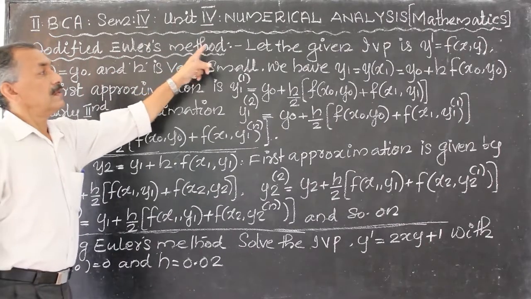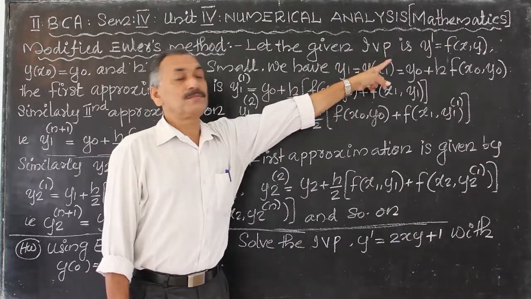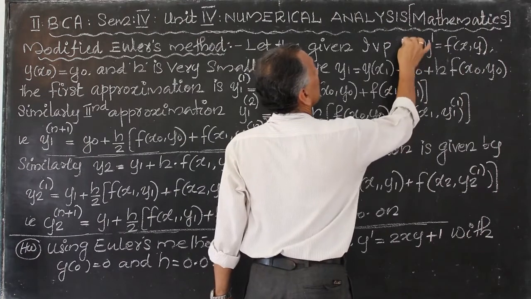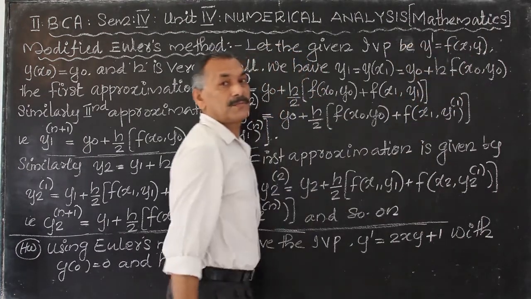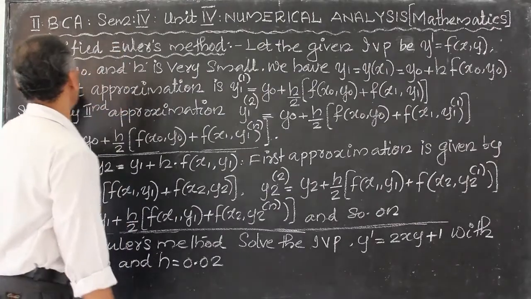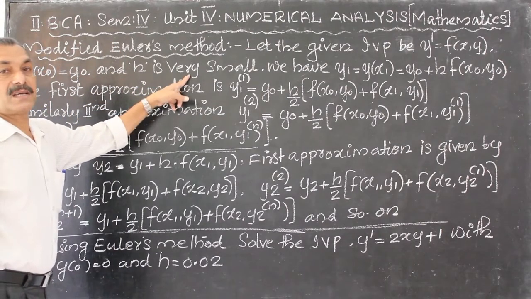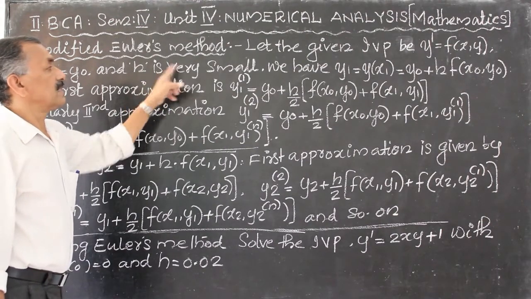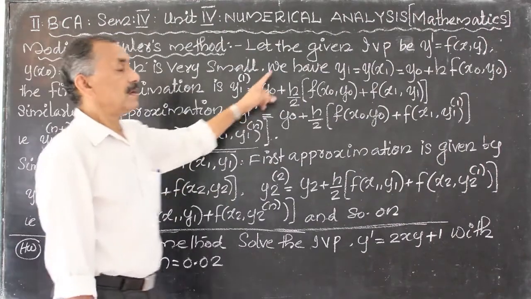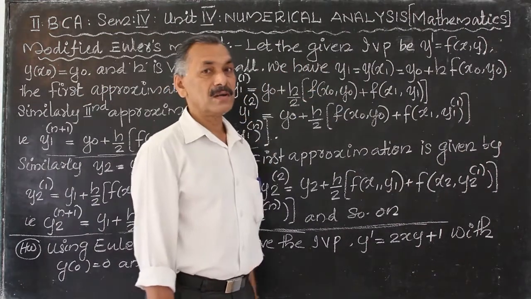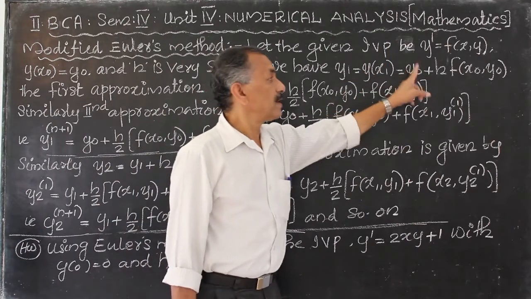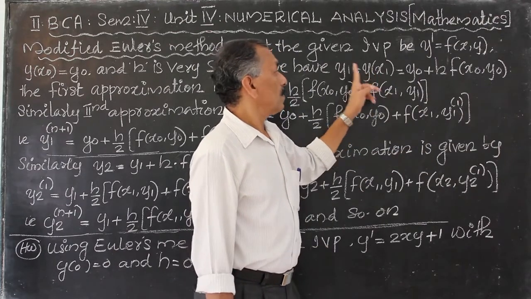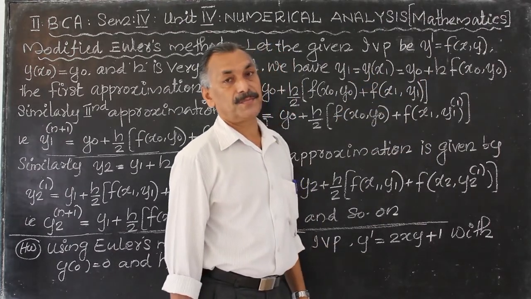For that, let the given initial value problem be y dash is equal to f of x, y, with the initial condition y of x0 is equal to y0, and x1 is x0 plus h, x2 is x1 plus h, etc. That is, h is very small. In the case of Euler's method, what is the value of y1? That is y of x1 is equal to y0 plus h into f of x0, y0.